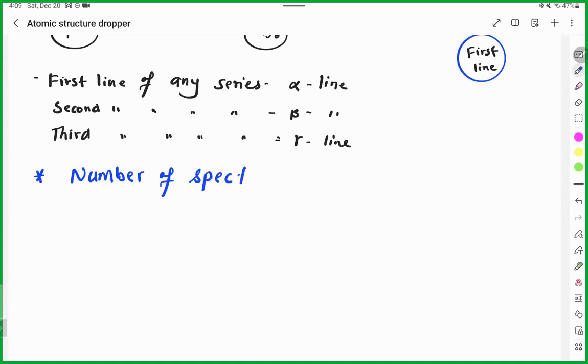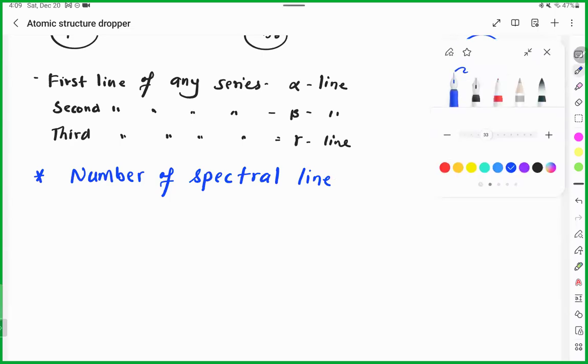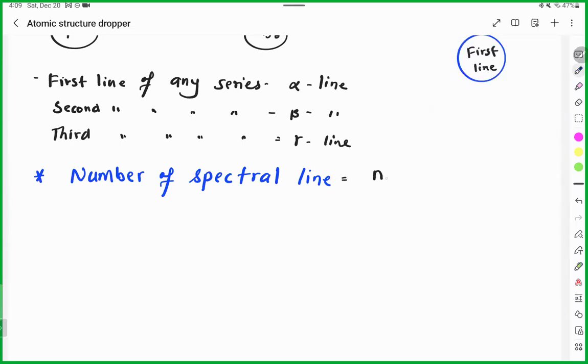Spectral line. How many lines will form? How to calculate this? You need to understand from where it is coming and ultimately where it is landing. Based on this, you can calculate it using (n2 minus n1) times (n2 minus n1 plus 1) divided by 2. This is one of the easiest formulas to calculate the total number of lines. Okay? Total number of lines.